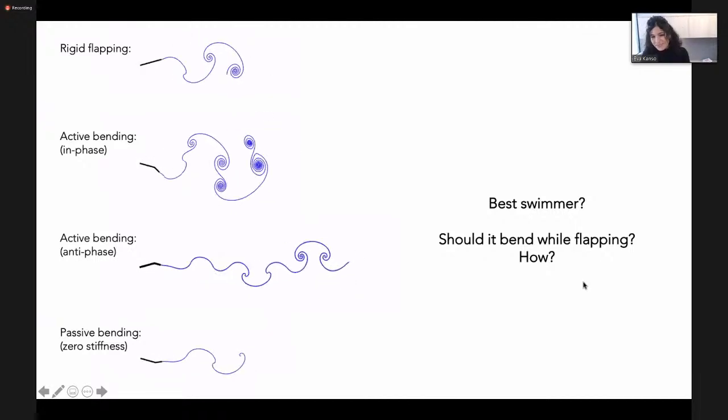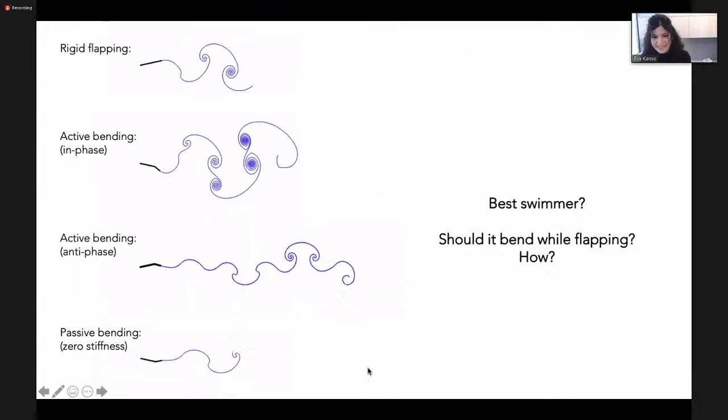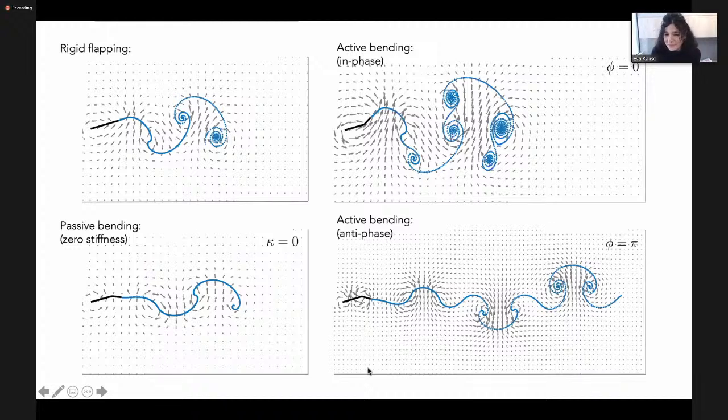Okay, so the passive one, that's a good guess. It's a good guess, but let's see which one is going to be the best swimmer. Before I tell you, let me show you the flow field itself. All the information is in the vorticity and the sheet, but then you can also construct the velocity field everywhere. As you can see in these snapshots of the constructed velocity, the rigid flapping has a leading edge circulation, or vorticity, if you want to be sloppy and call it that.